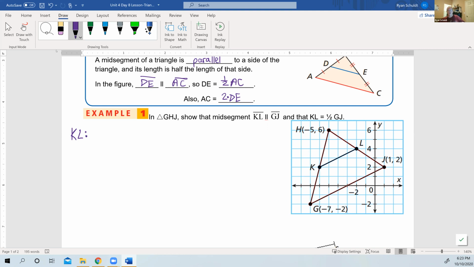For KL, our slope, well, if we make our triangle here, we rise how many? 1, 2, so we rise 2 and go over 1, 2, 3, 4. Rise 2 over 4, which reduces to 1/2.